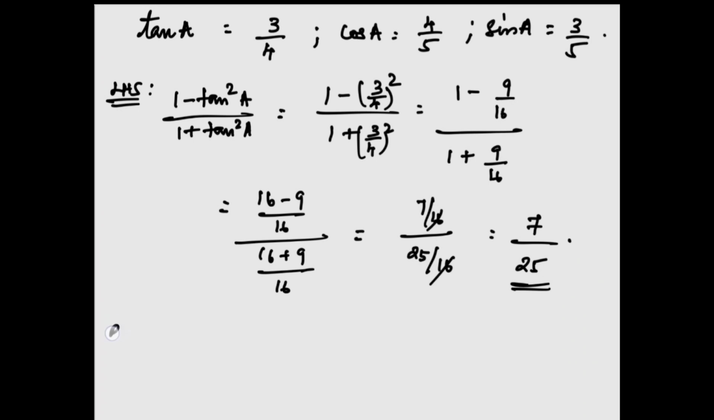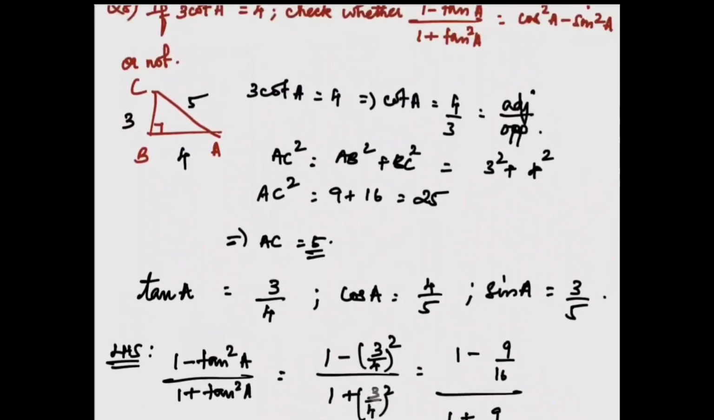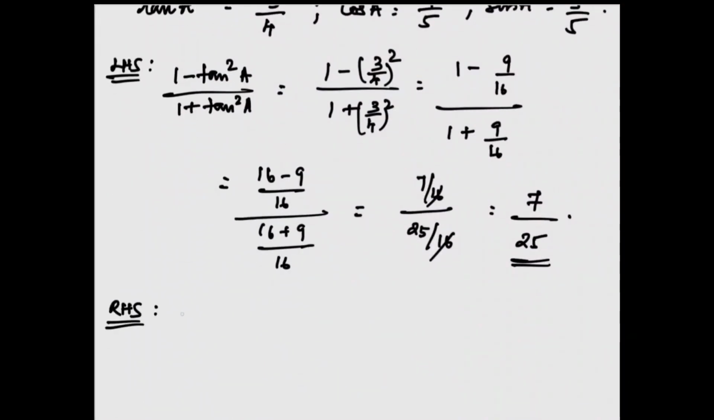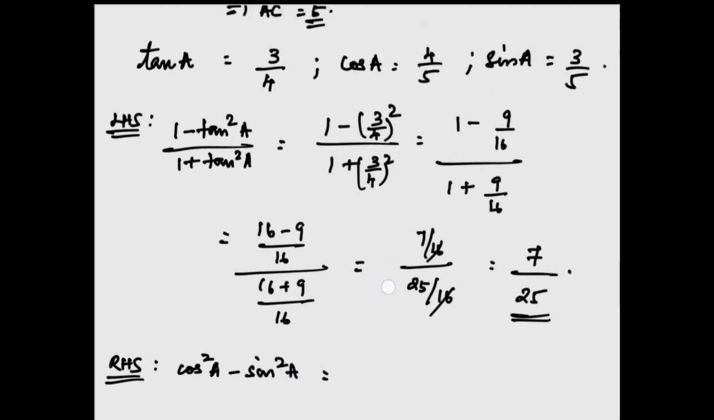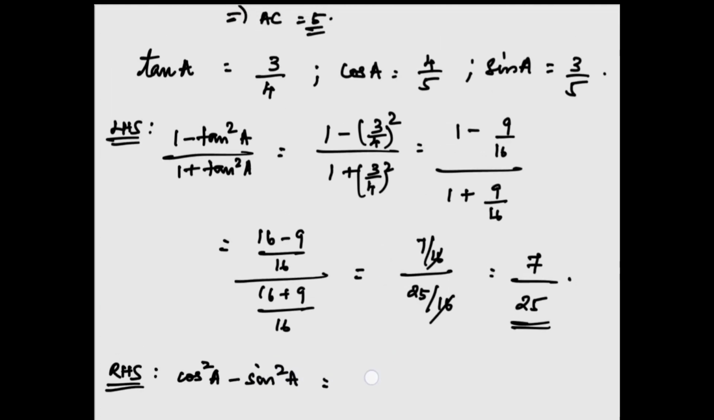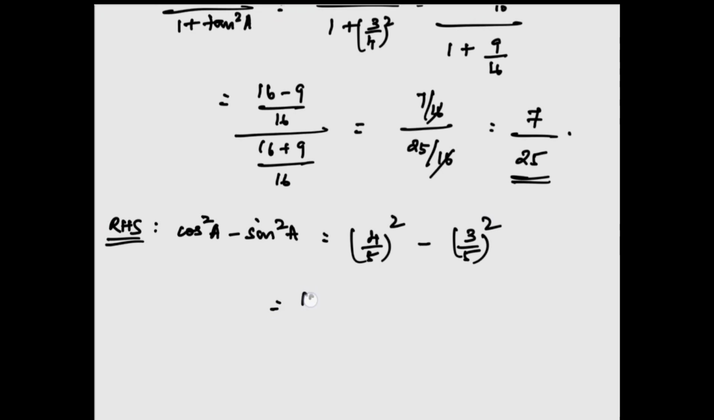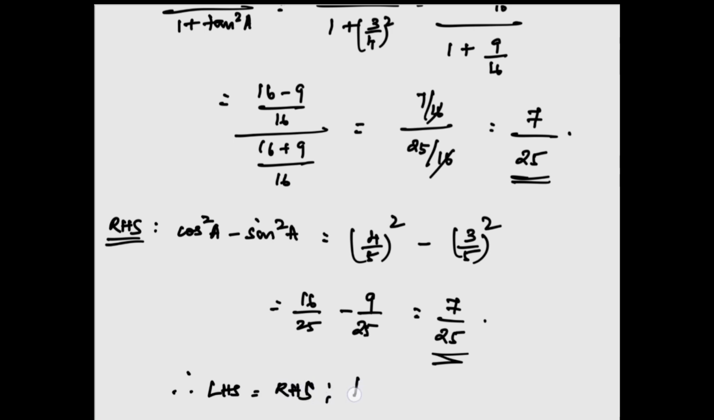Now let us consider RHS. RHS is given as cos square A minus sin square A. We have found out cos A and sin A, so substituting those values, cos square A, that is (4 by 5) the whole square, minus sin square A, that is (3 by 5) the whole square. By calculating 16 by 25 minus 9 by 25, we get 7 by 25. Therefore, LHS is equal to RHS, hence proved.